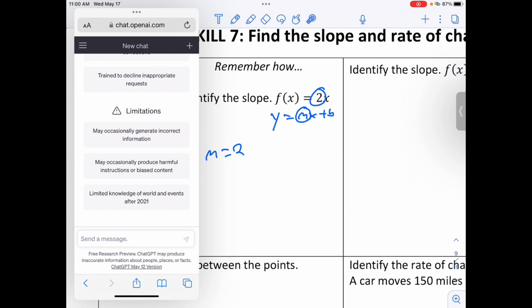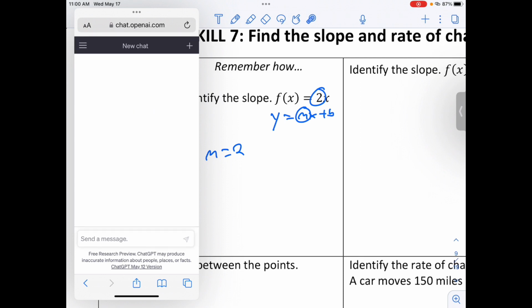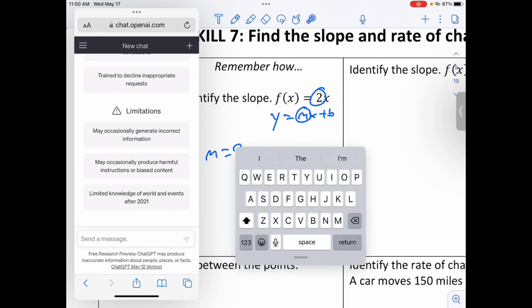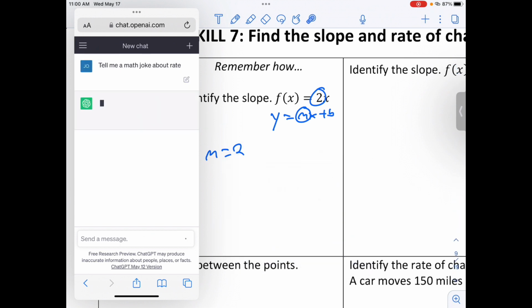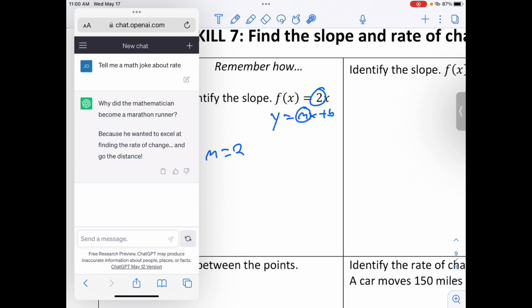So here we go. Let's say I've lost my keyboard for this, so let's refresh this screen, and here we go. Tell me a math joke about rate. Let's see what AI can come up with about rate. Rate is a super important topic or theme throughout all of calculus.